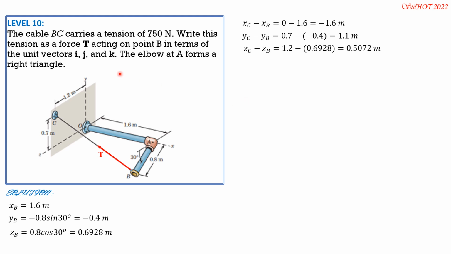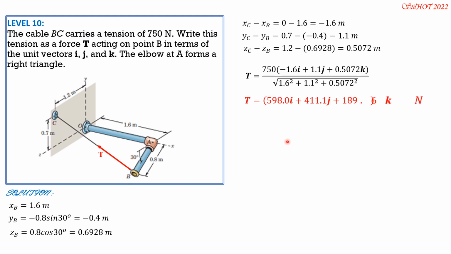So therefore, T is magnitude times quantity negative 1.6i plus 1.1j plus 0.5072k divided by square root of, you just square all these values because that represents the distance of BC. So using your calculator, that's the tension, 598.0i plus 411.1j plus 189.6k.